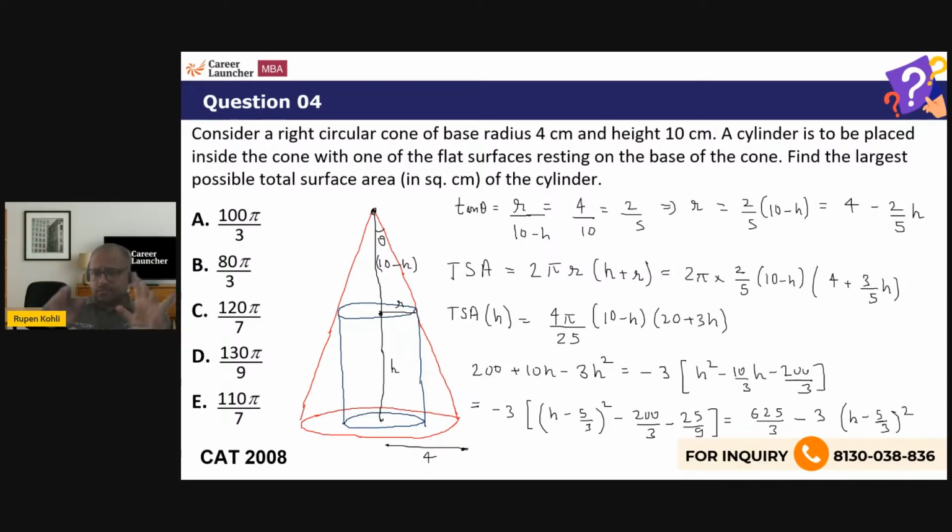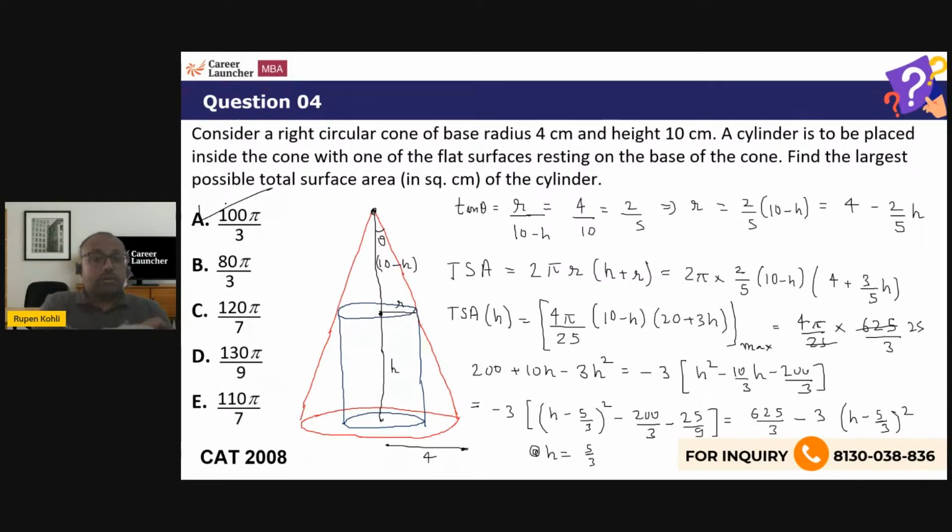So obviously, this expression, the maximum is 625 by 3 by choosing h, the height, to be equal to 5 by 3, which is quite possible, right? So therefore, at height equal to 5 by 3, this is the maximum value. So the maximum value of this whole expression is coming to be 4 pi by 25 times of 625 by 3. Perfect. So 25 cancels. This is 25 square, 25 to 400 pi by 3, the very first option.